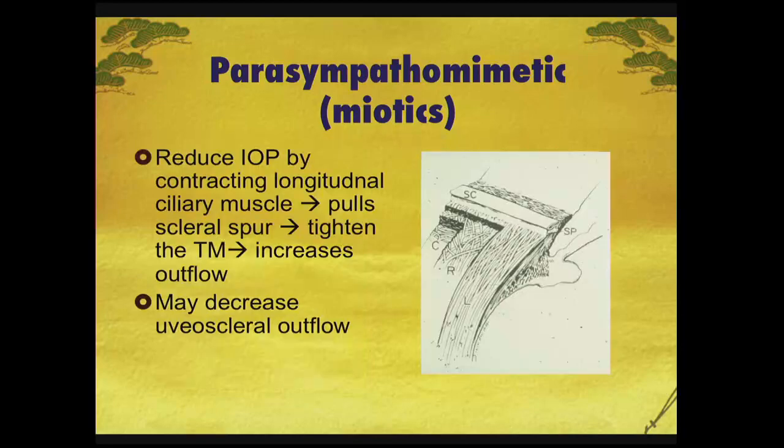The way these drugs work is they contract the longitudinal ciliary muscle, which then pulls on the scleral spur, which then tightens the trabecular meshwork, which allows increased outflow. There's also some evidence that they might decrease uveoscleral outflow, so not the best drug to use in combination with a prostaglandin analog.